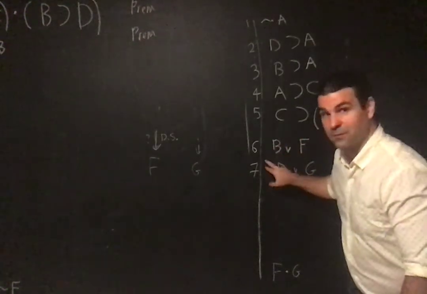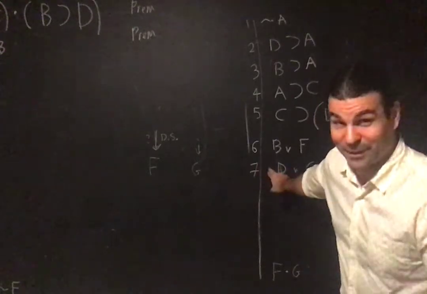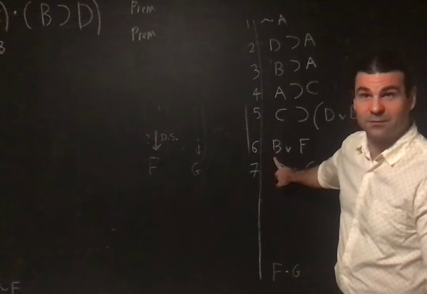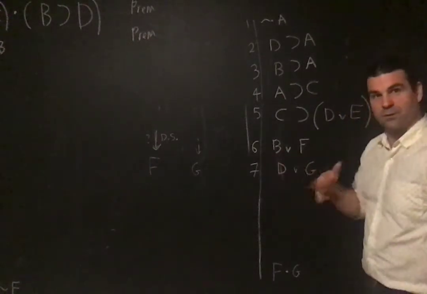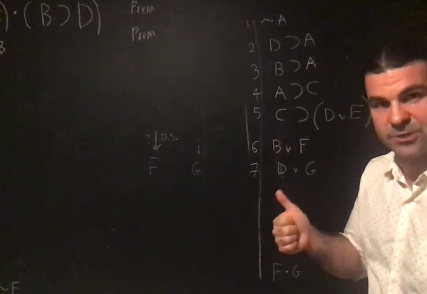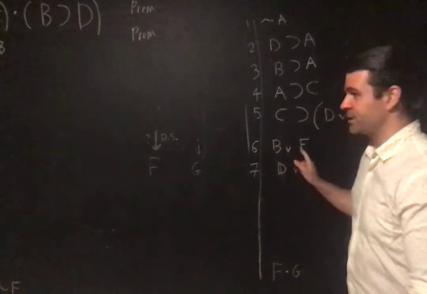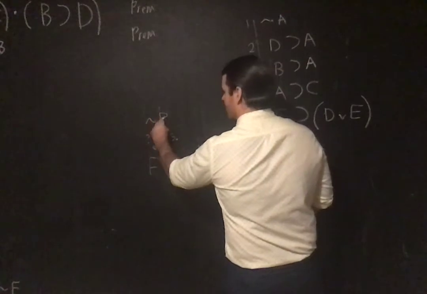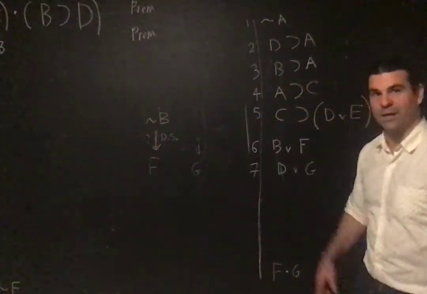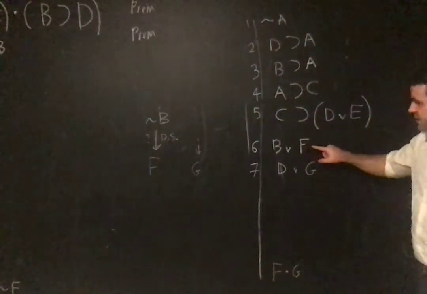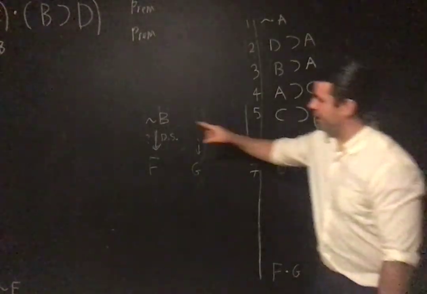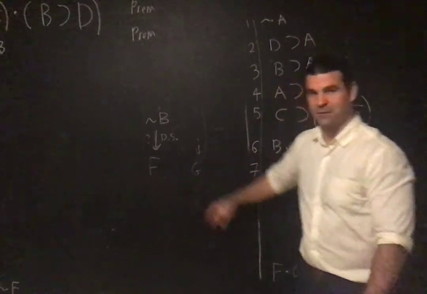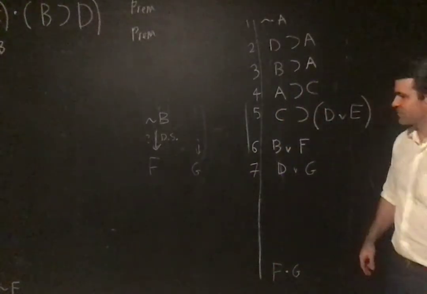I need not B. I need the negation of the other disjunct, right? Disjunctive syllogism is given a disjunction and given the negation of one of the disjuncts. So this tells me, working backwards, that now I've discovered I need not B. If I have not B, since this is here, B or F, I can infer F by disjunctive syllogism, right?